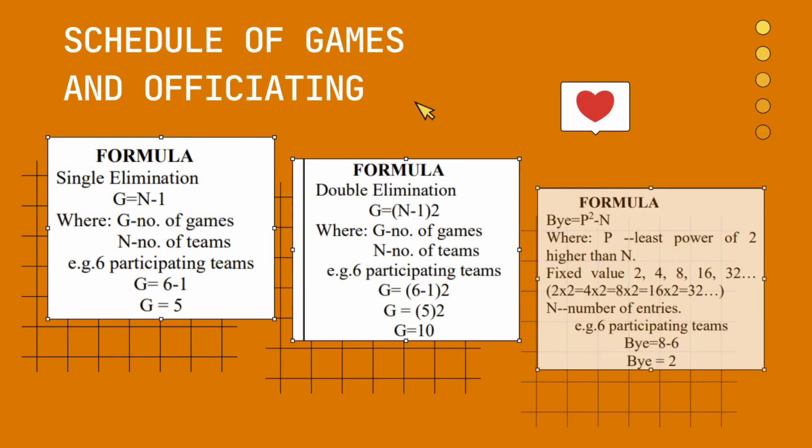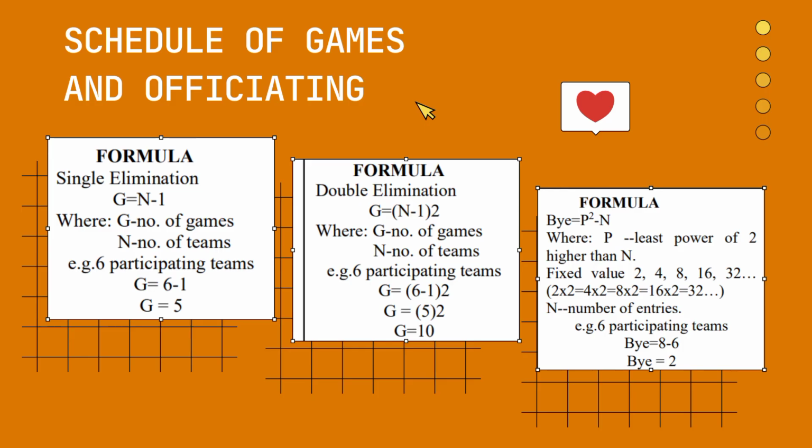And our last concern for today's discussion is the schedule of games and officiating. This is the formula for single elimination. G is equal to N minus 1, where G is the number of games and N is the number of teams. Example, 6 participating teams. G is equal to 6 minus 1, therefore G is equal to 5 games.